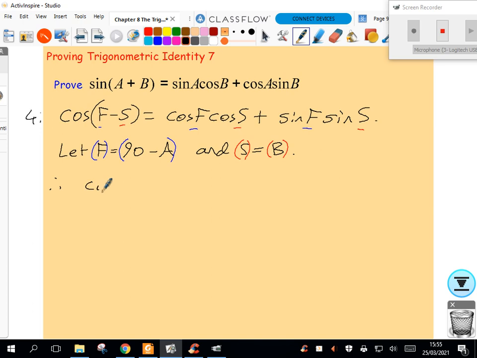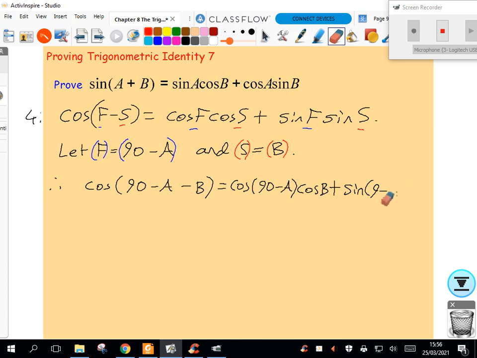And I'm going to rewrite both sides of identity number 4 with my new information. So cosine of the first angle, which is 90 minus A, subtract the second angle, which is B. That's going to equal the cosine of the first angle, which is 90 minus A, times cosine of the second angle, which is B, plus sine of the first angle, which is 90 minus A. Not 9 minus A, let me rewrite that. 90 minus A times sine of the second angle, which is angle B.